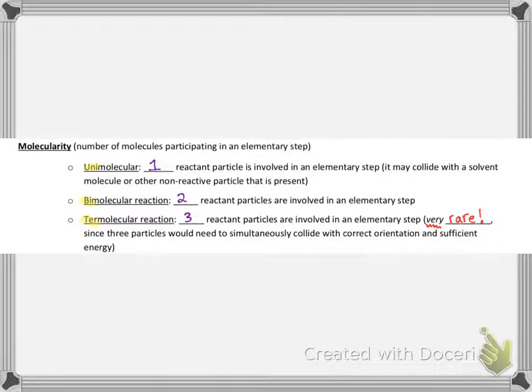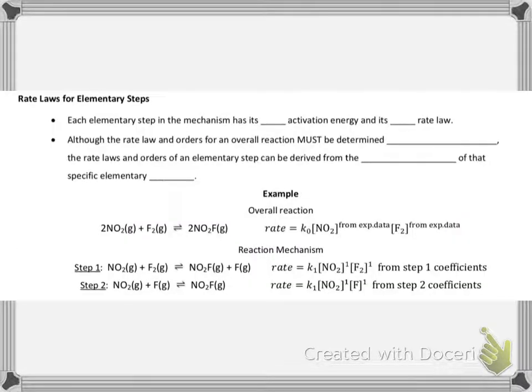Okay, so speaking of elementary steps, it turns out there is something very advantageous about them. You may have been wondering all this time. You know, of course, that the rate law for the overall reaction is determined experimentally. But you may still be wondering, but why? Why are these reaction orders? Why is it first? Why is it second order? Well, the elementary steps explain it. Because every elementary step in the mechanism has its own activation energy and its own rate law.